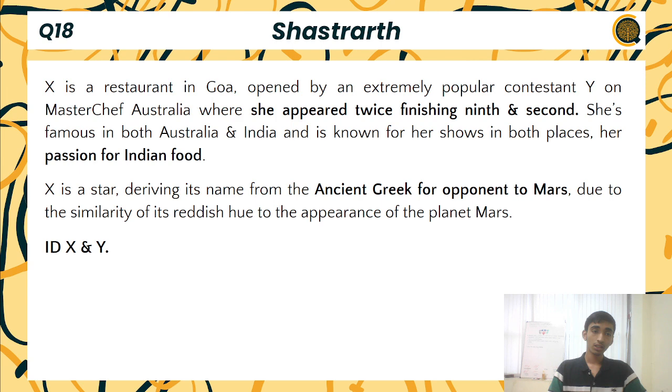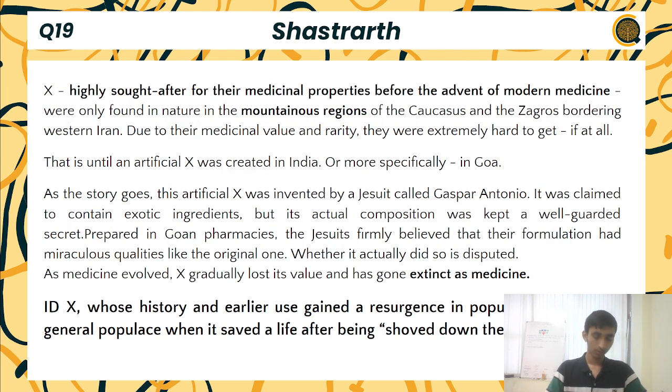Moving on, question number 19. So, X that were highly sought after for their medicinal properties before the advent of modern medicine are only found in nature in the mountainous regions of the Caucasus and the Zagros bordering western Iran. So, due to their medicinal value and rarity, they were extremely hard to get, if at all.